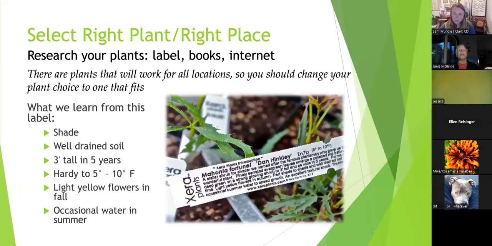So make sure you are researching your plants. Look at the label. For example, we learned from this Mahonia label that it requires shade, it needs well-draining soil, it grows 3 feet tall in 5 years, it's hardy down to 5 to 10 degrees Fahrenheit, which is perfect for our area. It has light yellow flowers in the fall, and occasional water is needed in the summer. So we learned a lot just by looking at the label. We can also research using books and the internet.